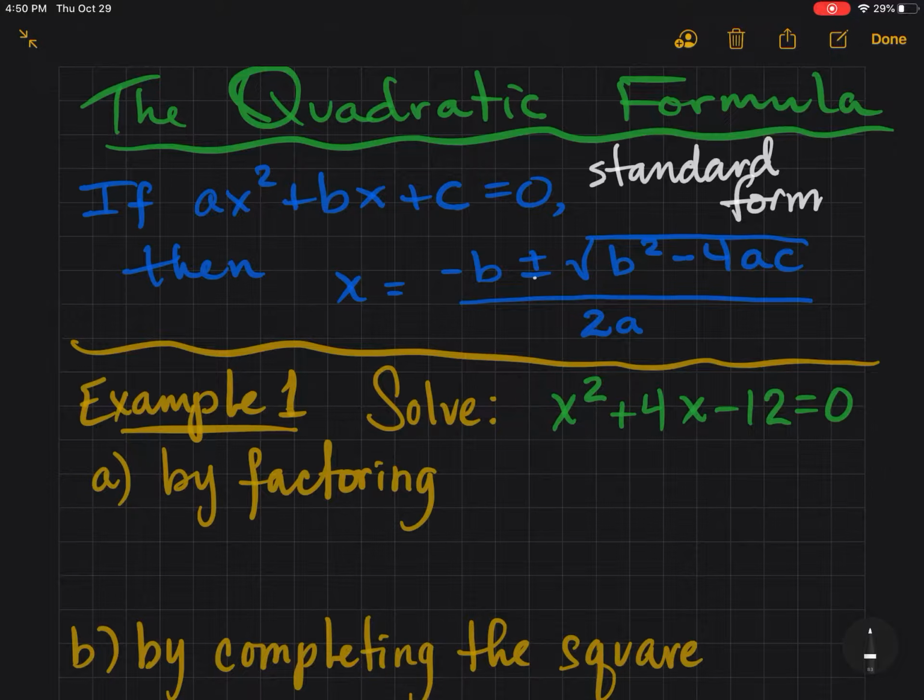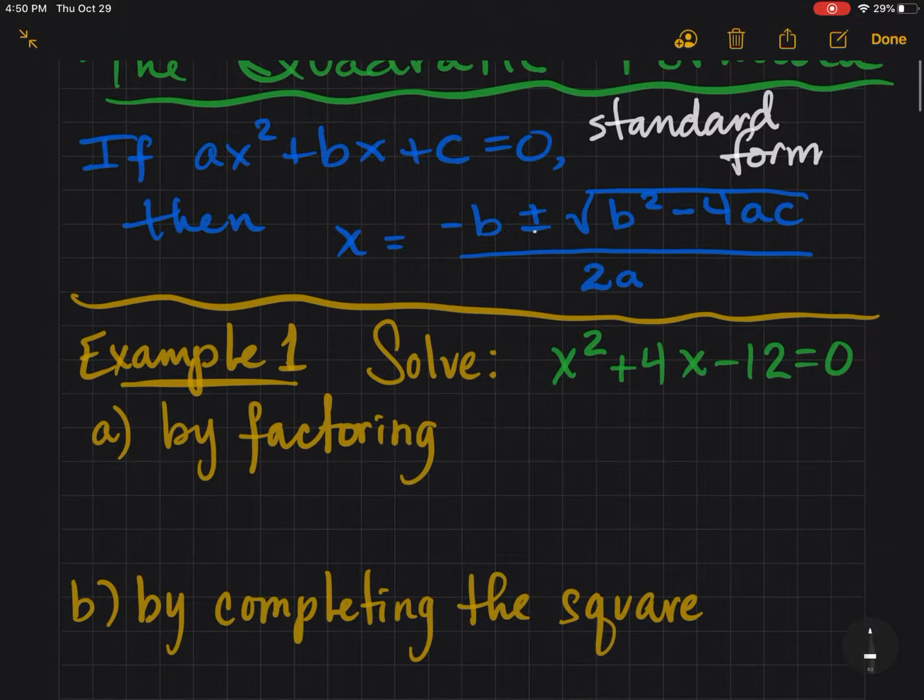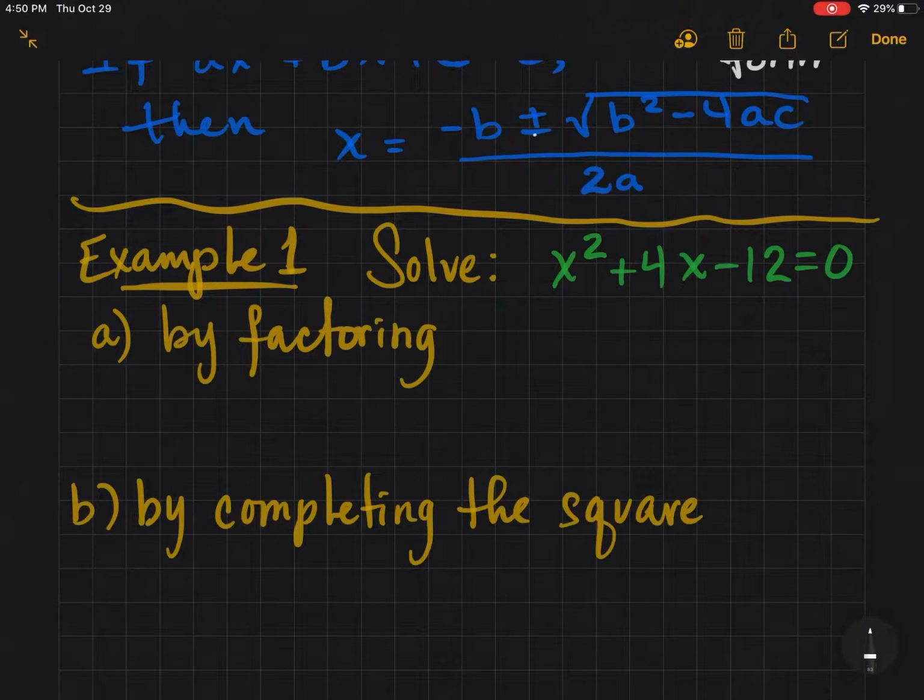Please hold your applause. Okay, so that's a little melody that I learned to help me memorize it.